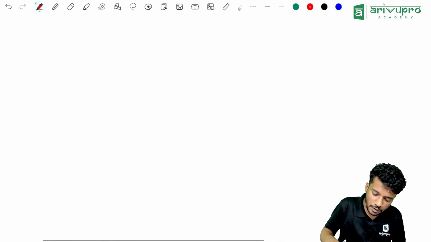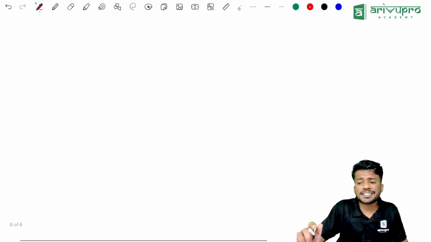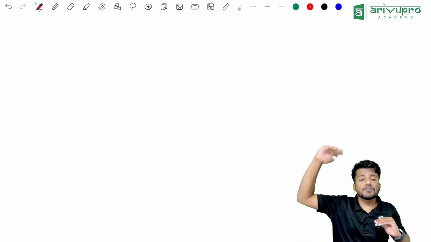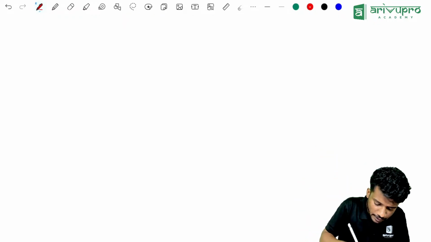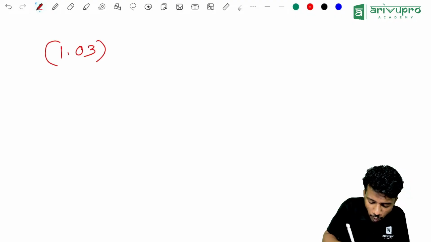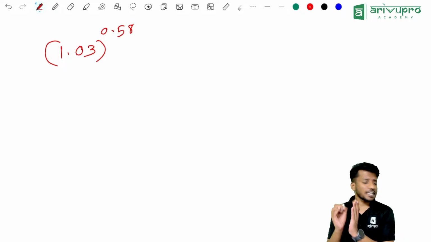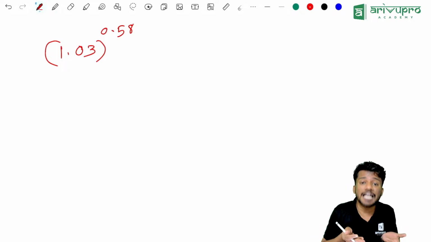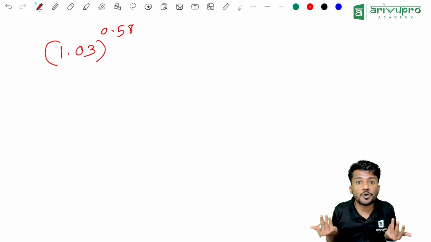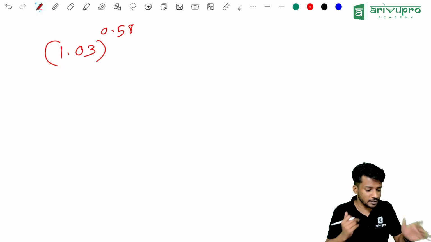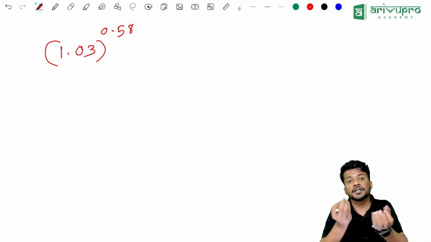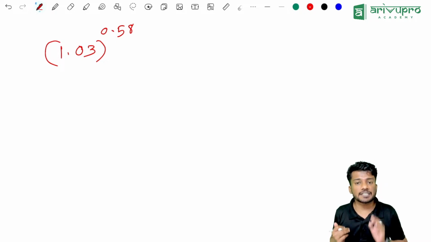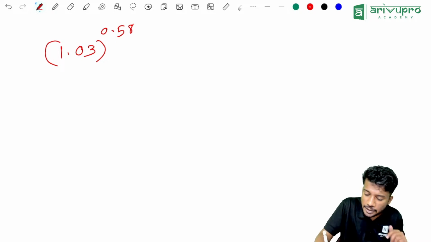Here, in certain cases, we will have our power in decimal form. For example, 1.03 to the power 0.58. If a decimal power is there, you will ask, sir, how will I use the calculator to get the answer? I don't know how to use the calculator. In that case, there is no separate button to find this power. In such cases, we should use a method. I'll tell you what to do.